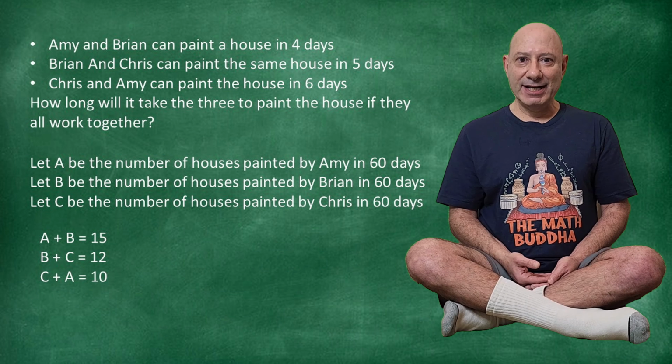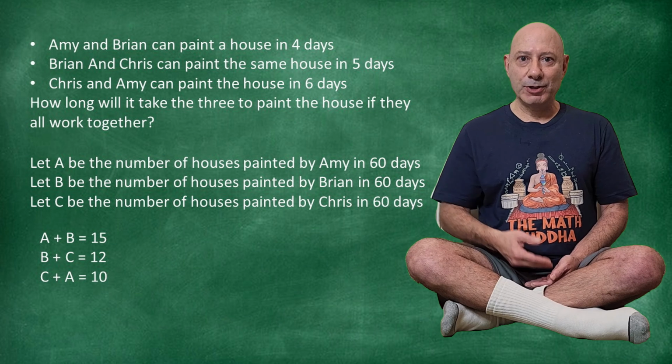Now we need to find A plus B plus C because that's the combined work done by our 3 workers over 60 days. So what we're going to do is we're just going to add all our expressions together. It really is that easy when we set up our equations properly. All we have to do is add. Just take a look at the left-hand side of this equation. You will see that each of our variables appears twice.